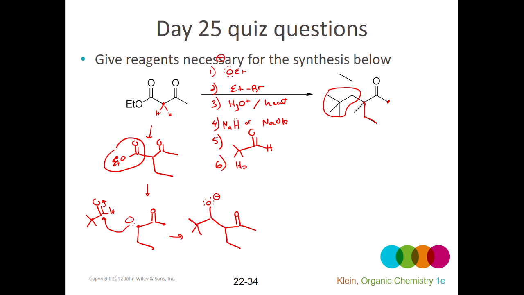Then I'm going to add more H3O plus and heat. That's going to protonate this twice, make it a leaving group, and then this proton here is going to be removed to push that leaving group out. And that will make a pi bond here. And now it's set up for the Michael addition. I still need to add this ethyl group and this methyl group. And I can do that in two quick steps.